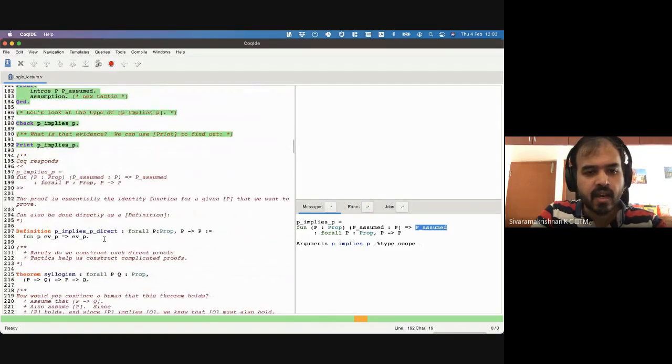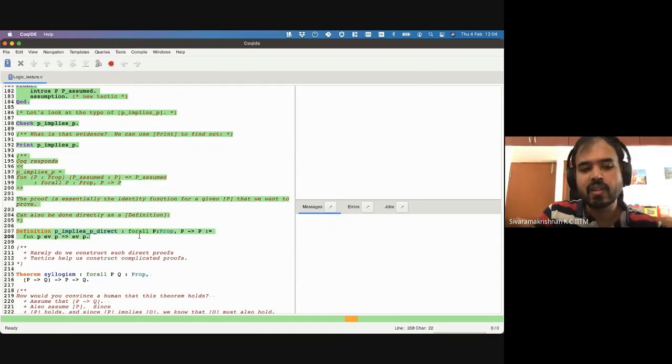So just to complete the story, here is the direct proof for P implies P. The theorem is the same. We are not writing it as a theorem, we are just writing it as a definition whose type happens to be the theorem: for all P, P implies P. And the proof is that you take the first argument P, so that you get the type, and you get the evidence for P, and you just return the evidence for P. And this is the same as what we had constructed using the tactics.